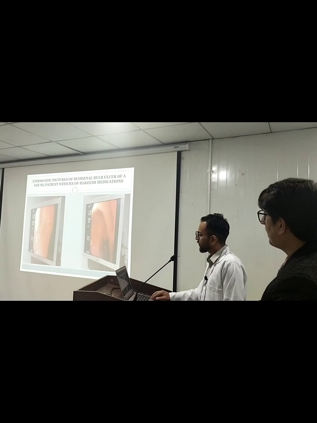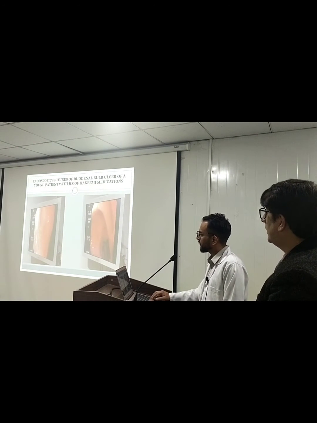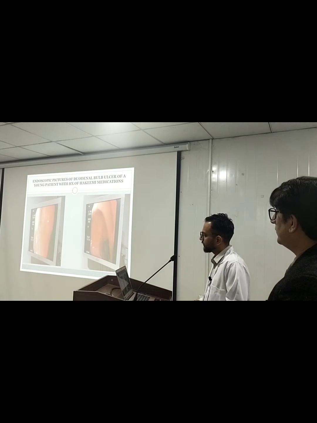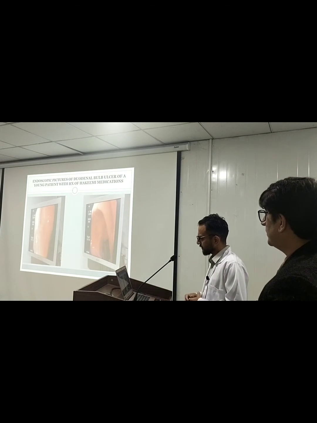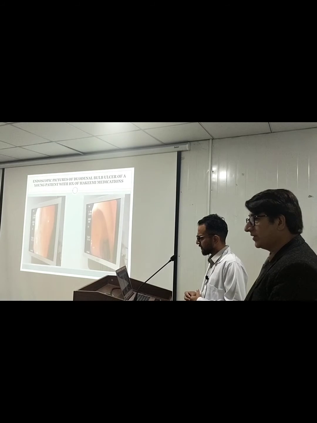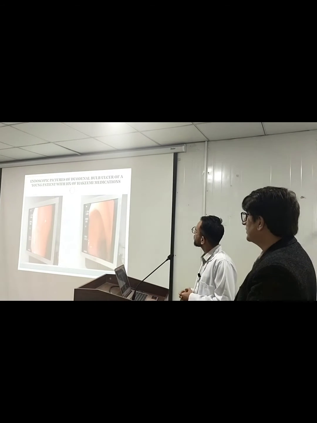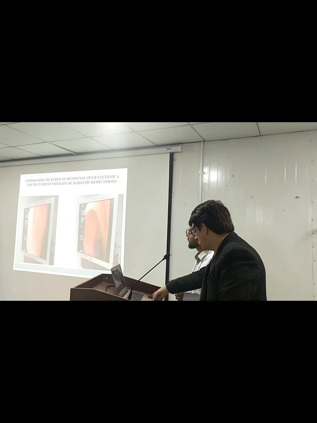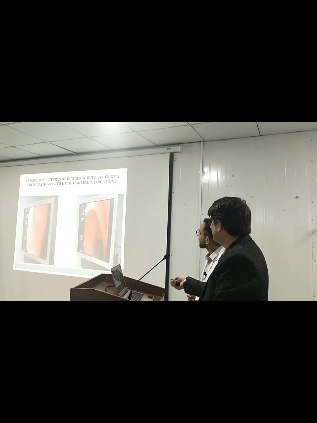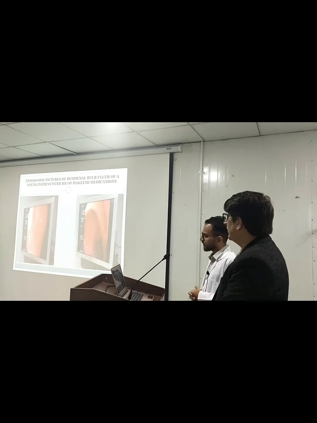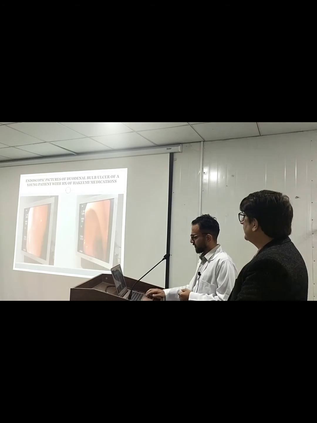Next one is an endoscopic picture of a duodenal bulb ulcer of a young patient with a history of Hakimi medication. It was a young patient who presented with the same issue, the same upper GI bleed. Again, he was having the ulcer. It's not very clear. So this is basically the ulcer he presented with, and the same medication was given to the patient.